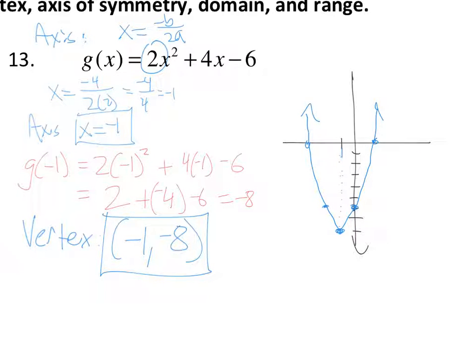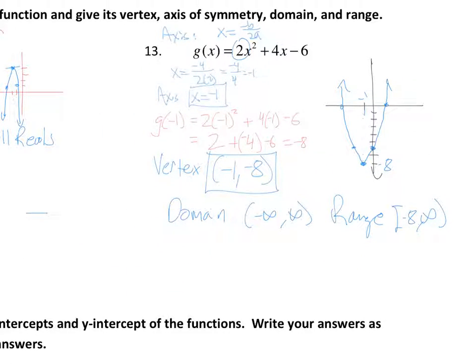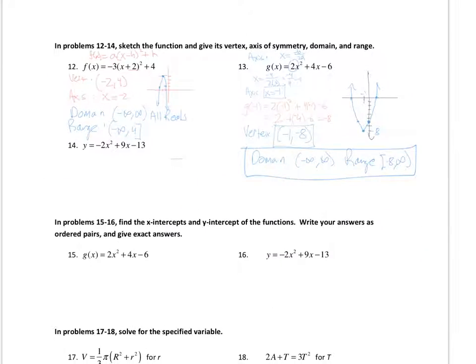That's good. Okay, and so our domain is always all real numbers for a quadratic function. Negative infinity to infinity, and the range is going to be, well, it's going from -8. Put some numbers on your graph always. Shame on me, I almost missed that. -8 to infinity. Okay? All right. So those are domain and range.